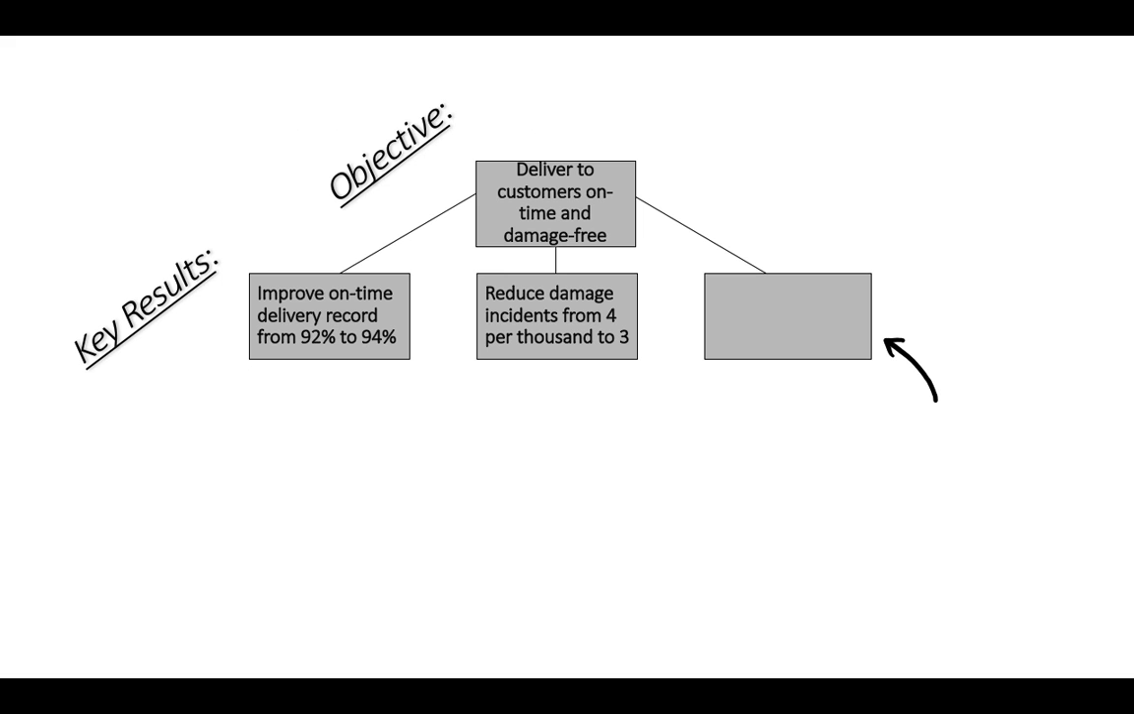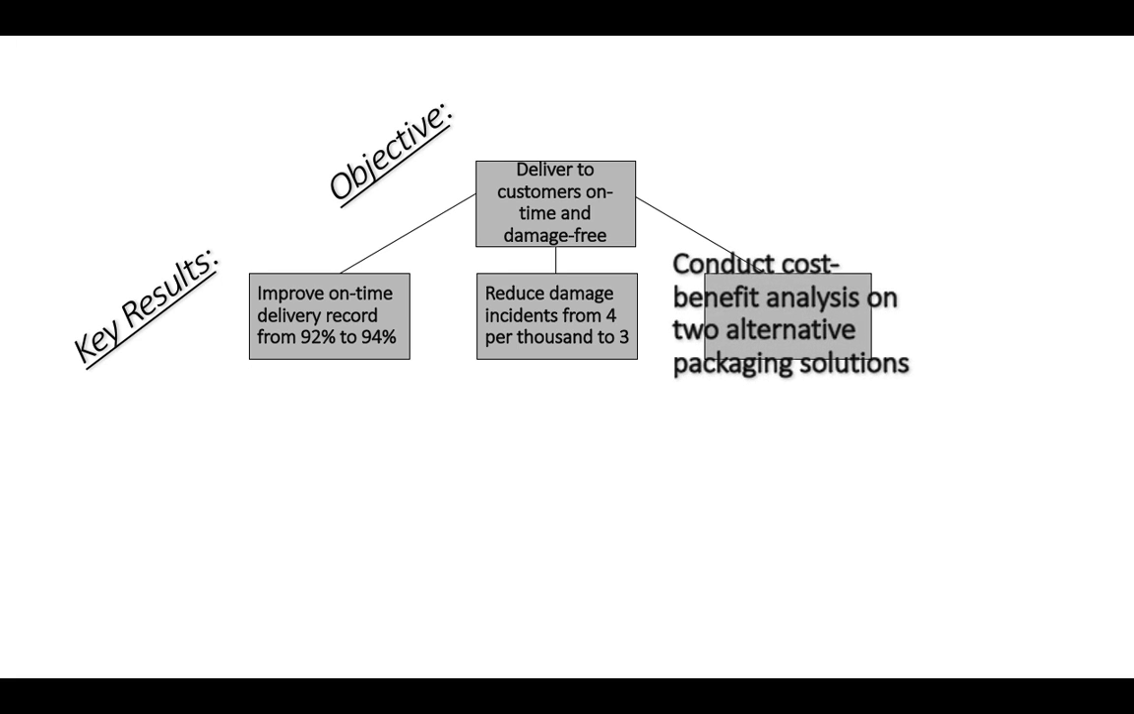So a third KR could be to conduct a cost-benefit analysis on alternative packaging solutions. The idea here is, if the shipping team has a look at some newer packaging solutions, maybe they can package more quickly, more efficiently, and perhaps even reduce accidents. And we don't know until we research it. Sometimes a new solution could actually be cheaper than the current ones. In other words, accomplishment of this KR could lead to future improvements on many things, including on-time delivery and damage incidents. This is a good example of seeking a major improvement.